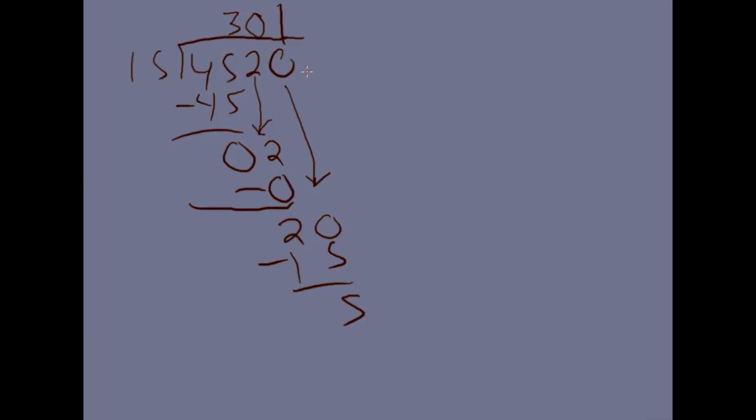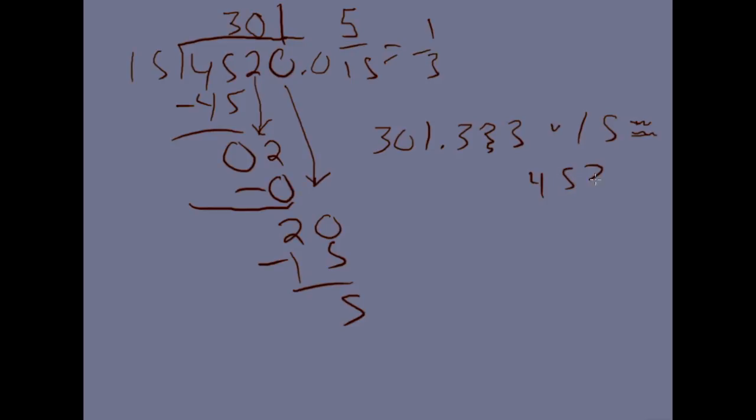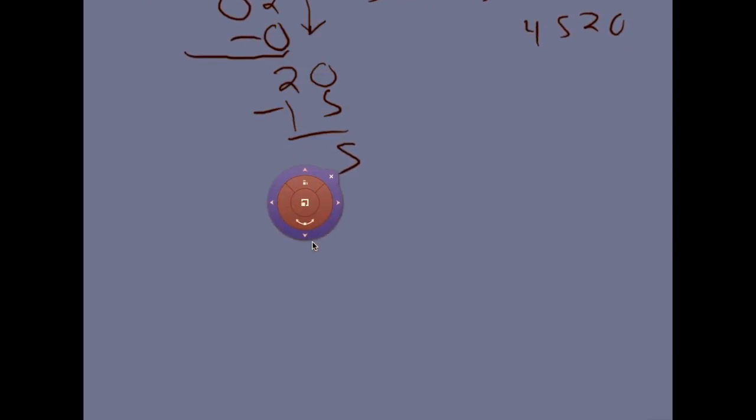A lot of times, what we learn is that you can find the decimal by putting 0.0 and bringing it all over there. But right now we're doing remainder theorem with the polynomials. So we have that remainder of 5, and then you can put 5 over 15 as the remainder, which reduces to 1/3. So 301 and 0.333, right, which is 1/3, times 15 is approximately 4520, right? Okay, so let's move on to solving this bad boy, okay?